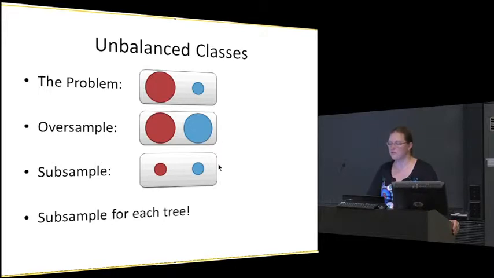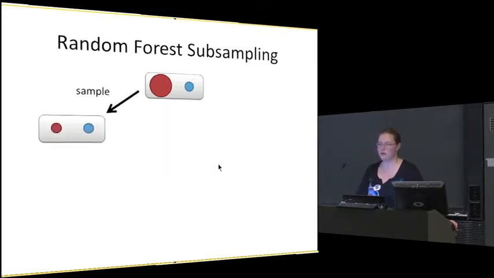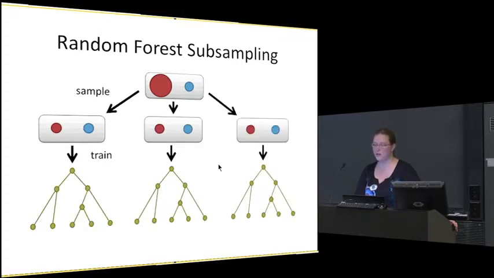Now, the random forest actually gives you a nice solution to this problem. You can subsample for each tree. And this is what I normally just do. You have your majority class and your minority class, and you subsample for each of the trees. So each of the trees is balanced in its training, but in the end, the whole forest has seen all the samples from the majority class.